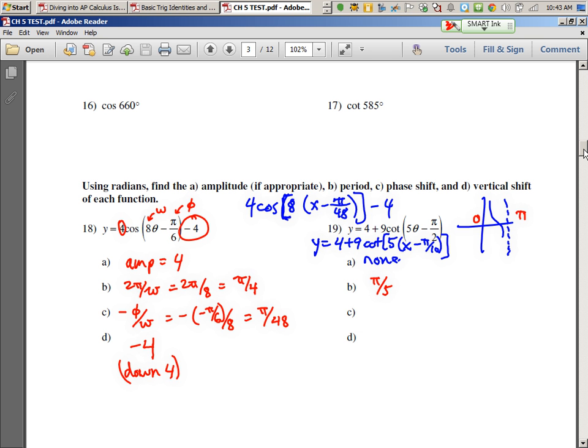And then you would do a right shift to understand the phase shift. So it's pi over 10 to the right. Looks like Mr. Shore is being a little sneaky. He put his vertical shift in the front, but it's still up 4. Whether you put 4 plus 9 cot or you put 9 cot plus 4, it doesn't matter. It's still a plus 4 there. Let's go to the next one.